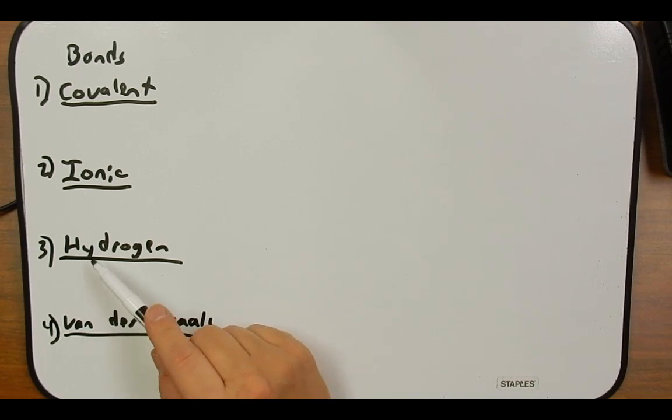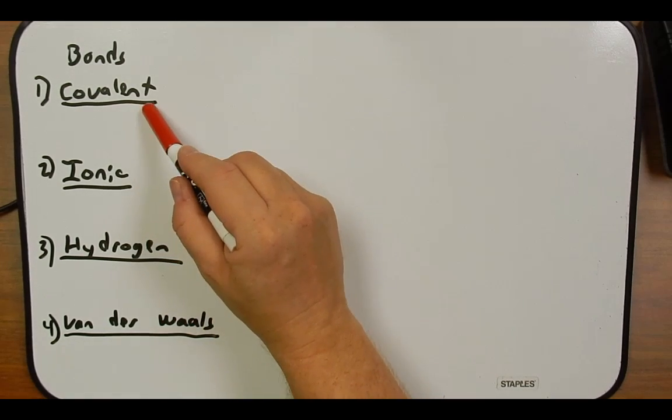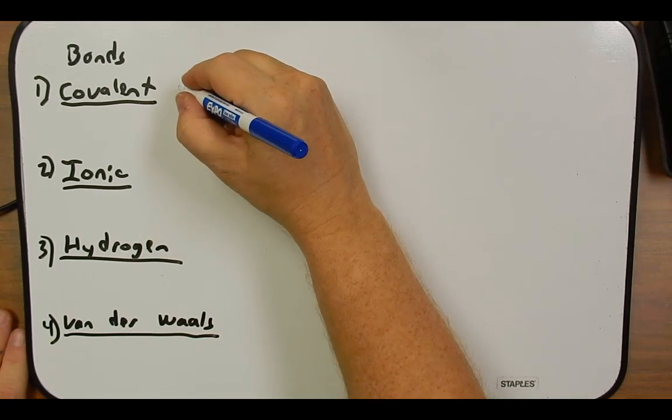One could argue that collectively, all the hydrogen bonds together are very strong. But when I say bond strength, I'm talking about a single bond, a single hydrogen bond versus a single covalent bond. So let's talk about covalent bonds.